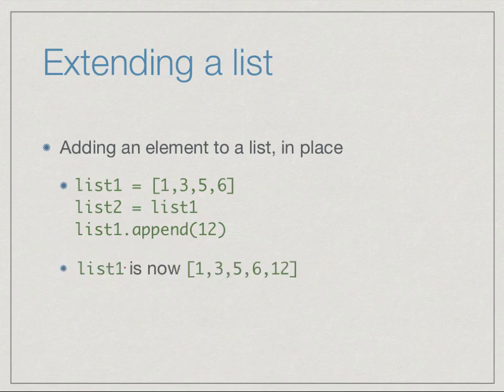So what this does is, of course, it will make list 1 now a 5-element list with the original 1, 3, 5, 6 and a new value 12 at the end. But importantly, this is the old list 1. It's not a new list in that sense. So list 2 has also changed. So append actually adds a value in place. Both list 1 and list 2 point to the new list with 12 at the end.